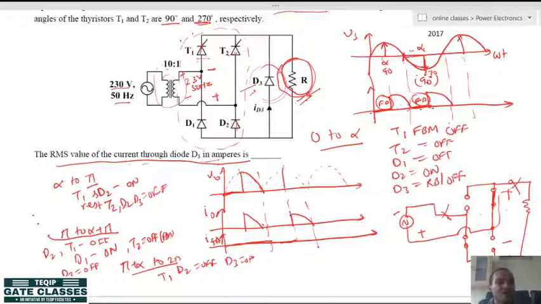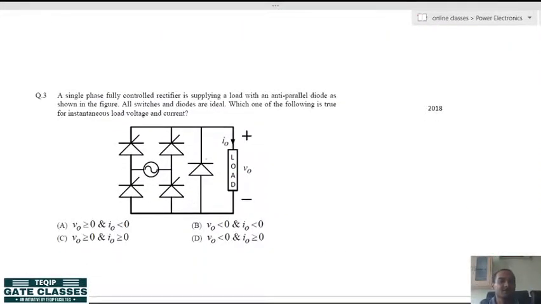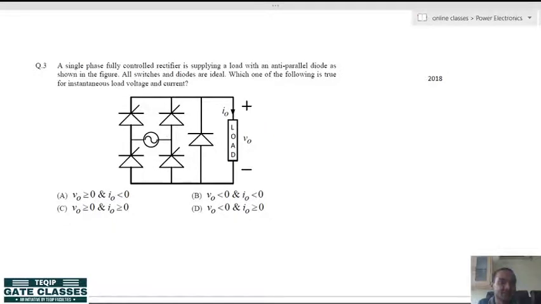So, what is the RMS value of current? If the freewheeling diode for the whole time is off, what will be the RMS value? 0 amperes, correct. Now, moving to the next question, you see here it is again a simple question. You can see it is a fully controlled full bridge rectifier, full bridge with freewheeling diode. Alright, so the freewheeling diode is there. Now, see what is there.